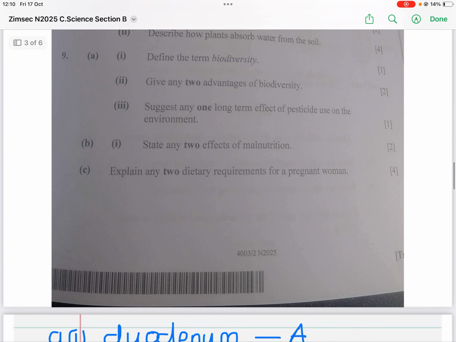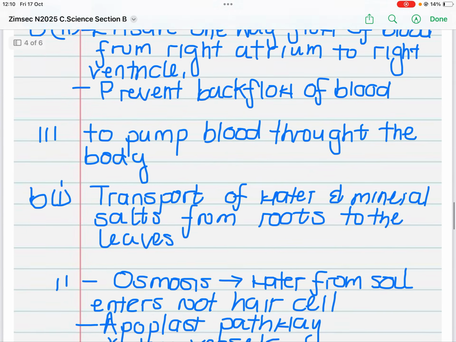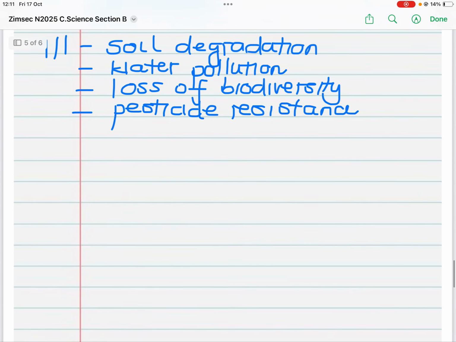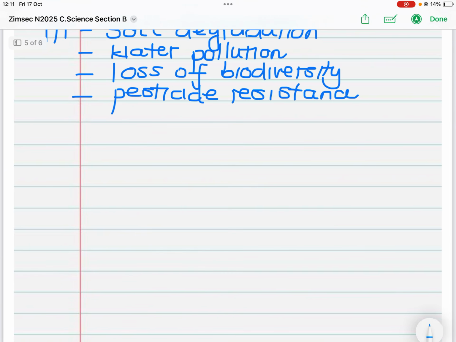We are now proceeding to part B of the question. Part B of the question was saying state two effects of malnutrition, and then part C, explain two dietary requirements for a pregnant woman. So B, it was having 2 marks, and then C, it was having 4 marks. So we can proceed to our answer sheet. We are now on B part 1.